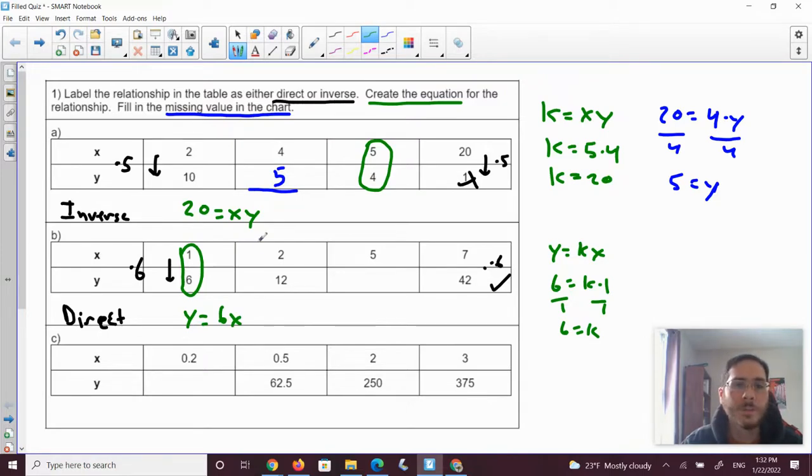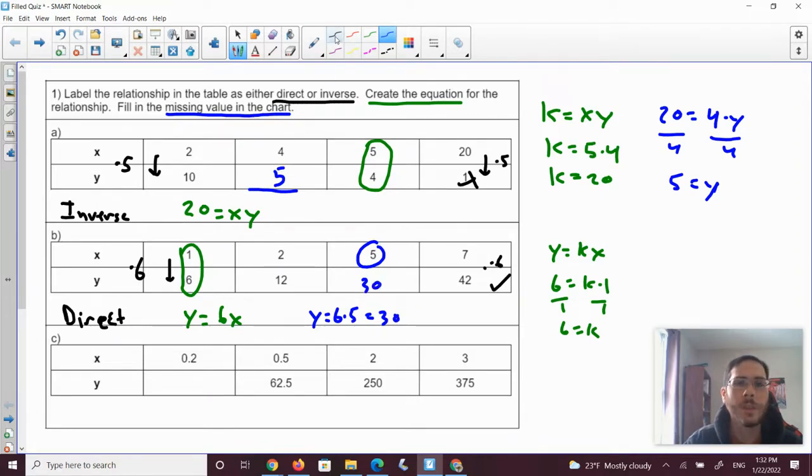All right, then we've got to get the missing value in the chart. I think I'm going to do that work over here because here now we know x is 5. So y equals 6 times 5, which is just 30. So we can figure that one out.